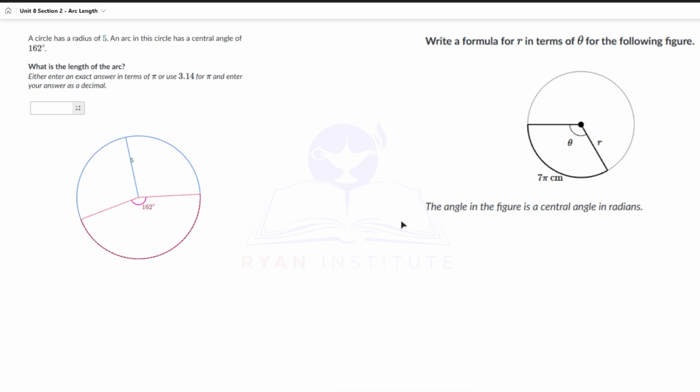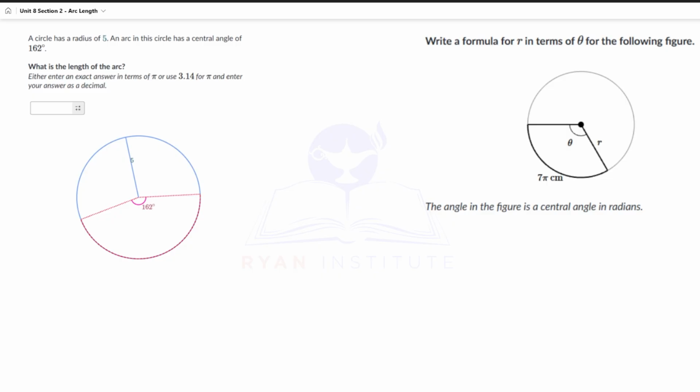So I want you to take a minute, pause the video, see if you can solve these two questions right here. All right, now that you've paused the video to take a look at this, let's go over this one first. It says a circle has a radius of 5, an arc in this circle has a central angle of 162. What is the length of the arc?